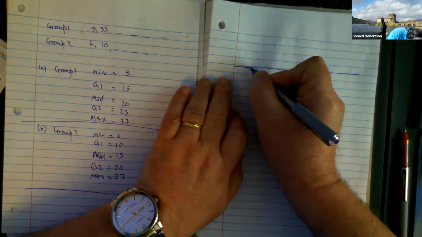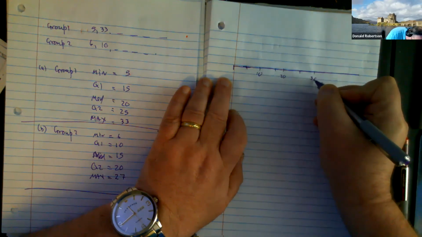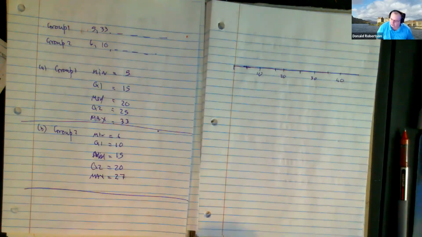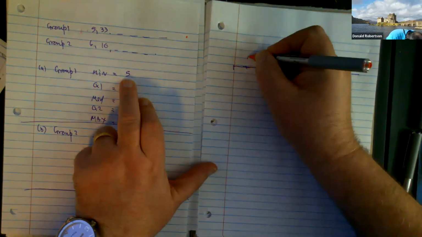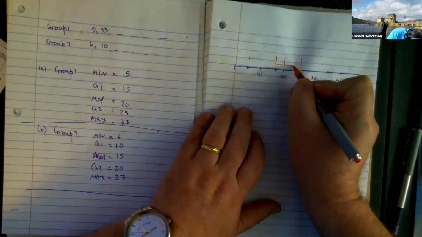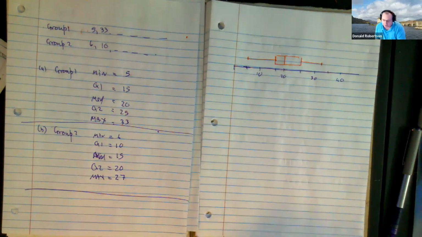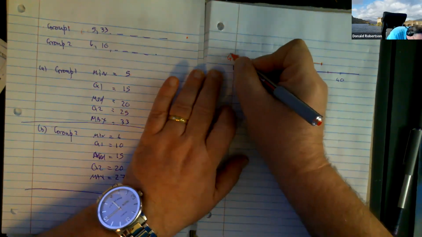So I'm going to go 0, 10, 20, 30, 40, right? That's plenty of numbers. Everything's going to fit in that range. I'll take group one, starts at 5. There's Q1, there's Q2, there's Q3, and it finishes at 33, which is about here. Are you comfortable about, I'll call it G1, how I did this 5-figure summary and made a box plot, right?